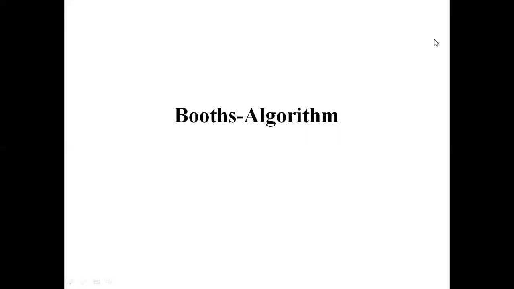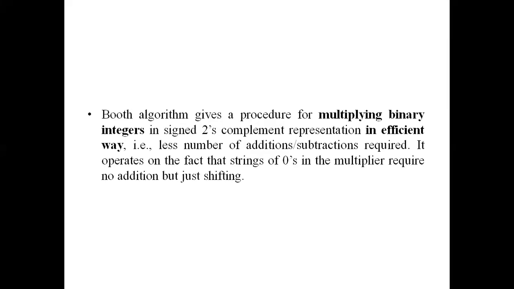Today we learn how to multiply two binary signed digits by using Booth's algorithm. So let us start Booth's algorithm. Booth's algorithm gives a procedure for multiplying binary integers in signed 2's complement representation in an efficient way.